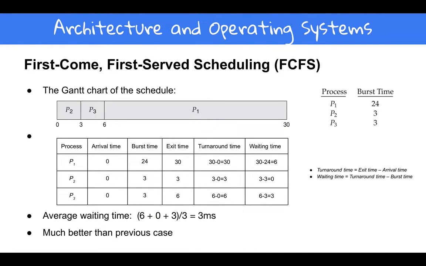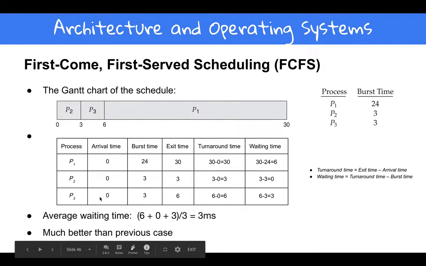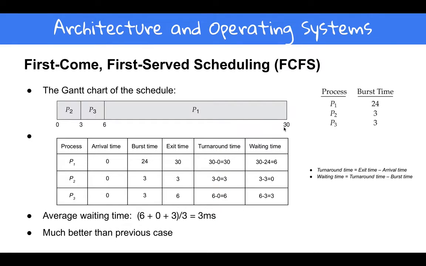Let's do the calculations for that as well. So we've got the arrival time, we've got the burst time for all of them, but the exit times are different. The exit time for the first one is 30. For the third one, sorry, it is 6. For the second one it is 3.